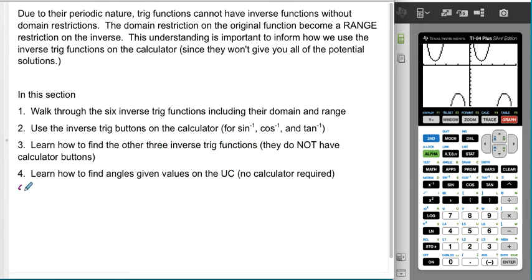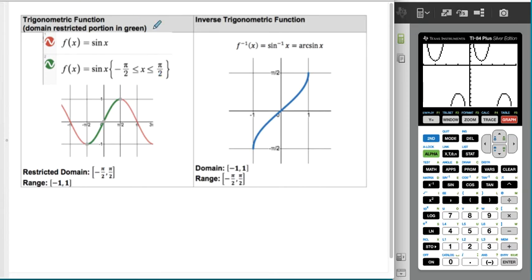And then we're actually going to do one more that I forgot to put on here, which is taking arc trig and writing it as an algebraic expression. I meant to put that number there and I forgot. So there you go. All right, so let's start with sine.